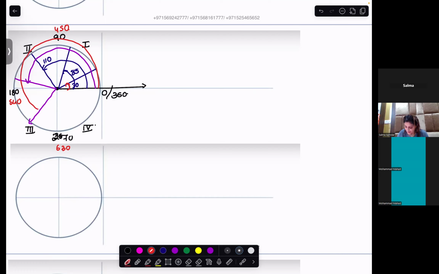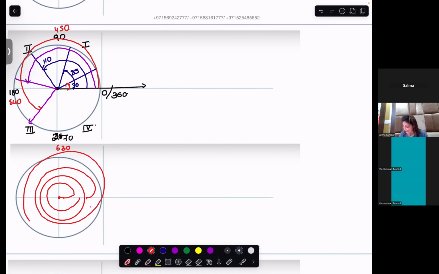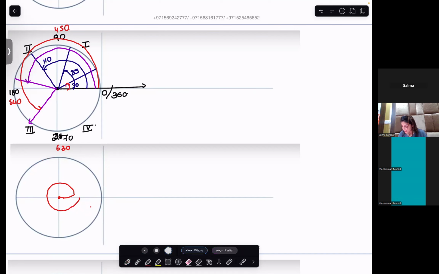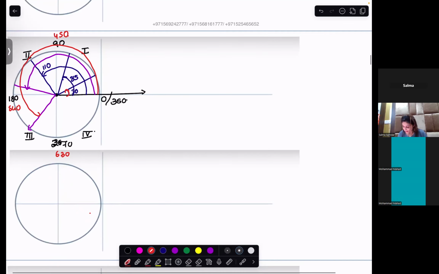So can we say that when we start from here, the measure of our angle keeps on increasing? If it completes one rotation, it is 360. Completes another rotation, it would be 360 plus 360. Completes another rotation, it would be 360 plus 360 plus 360. That we can keep on adding up till whatever angle we need. I hope you are with me.